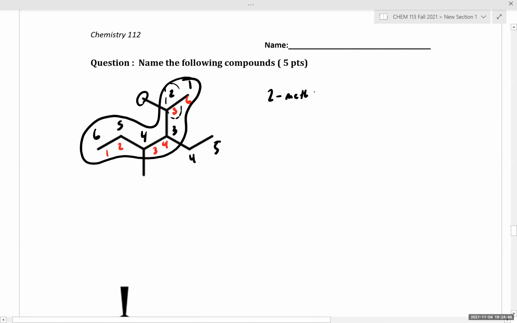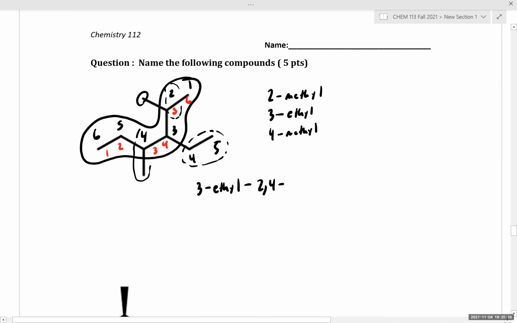Well, we have a methyl group. At position 3, what group do we have? Ethyl? Yep. And at position 4, what group do we have? Methyl? Yep. Okay, so what is first alphabetically? E? Yep, so ethyl is first alphabetically.